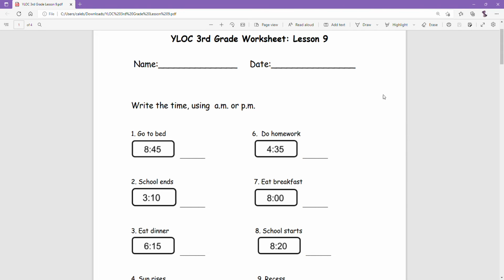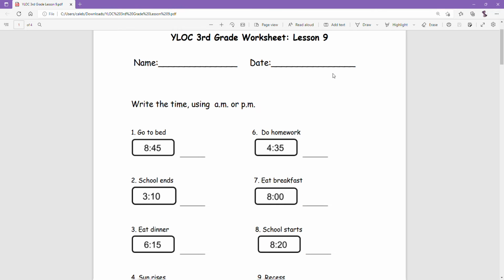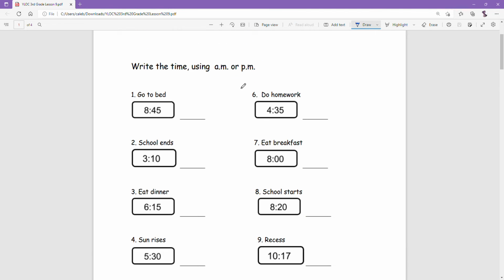Hey guys, today we're going over the YLOC 3rd grade worksheet for lesson 9. So let's look at problem number 1 here. For these problems, we're going to have to write the time using AM or PM. AM is the time before 12, and PM is the time including 12 and after 12, or at noon. So you could think of AM as the morning and PM as nighttime.